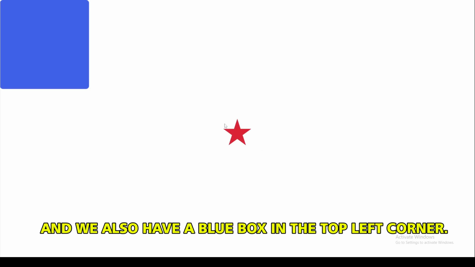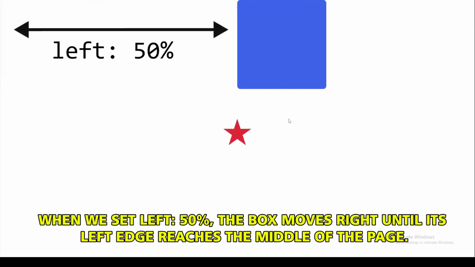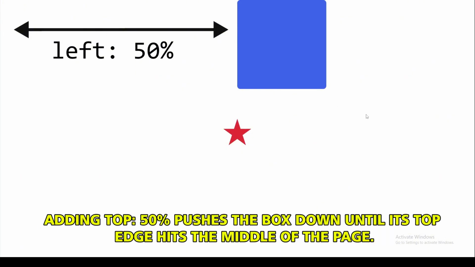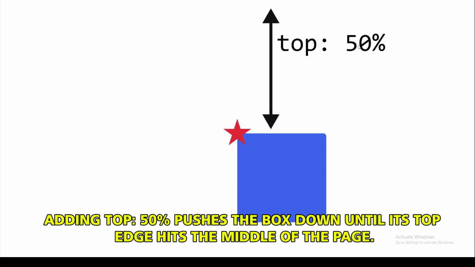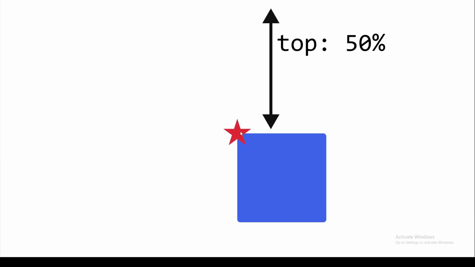Here we have a star marking the center of our page. And we also have a blue box in the top left corner. When we set left to 50%, the box moves right until its left edge reaches the middle of the page. Adding top 50% pushes the box down until its top edge hits the middle of the page. See how the box's top left corner is centered with our star.